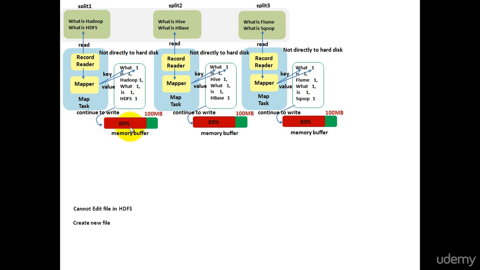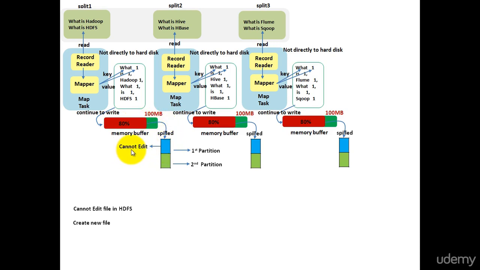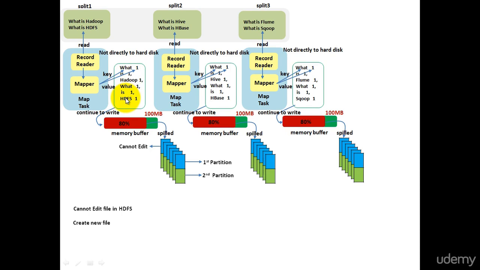So when 80% of the buffer is consumed, it is spilled to the disk and a spill file is created. Once again, when the memory buffer is consumed, it has to be spilled to the disk. The earlier file cannot be edited, so a new spill file has to be created. This will go on till the map task processes all the records in its input split. As a result, there will be several spill files on the disk.